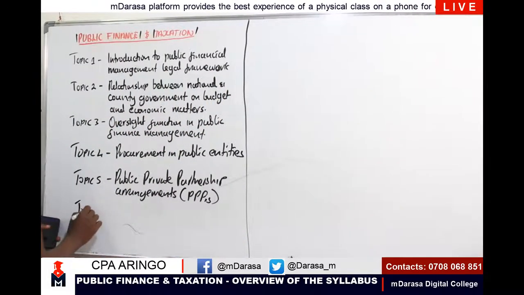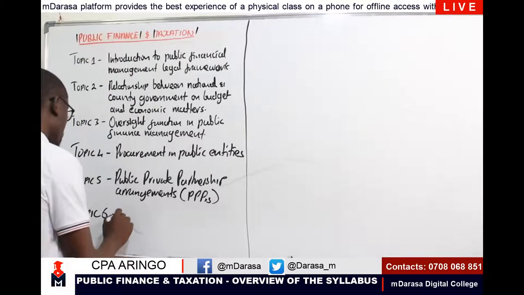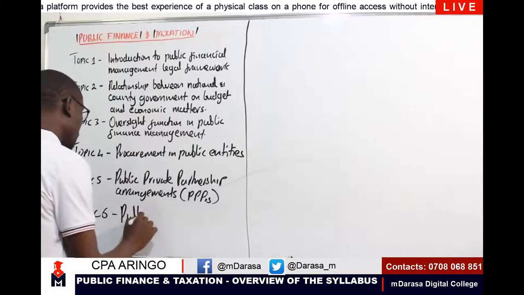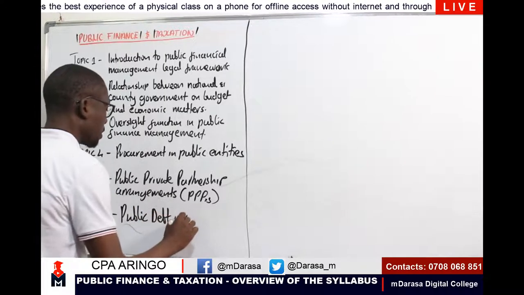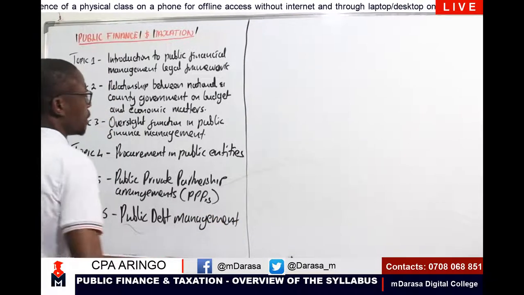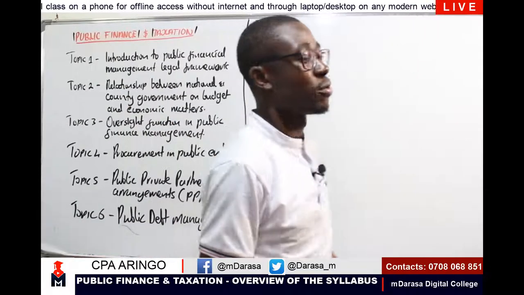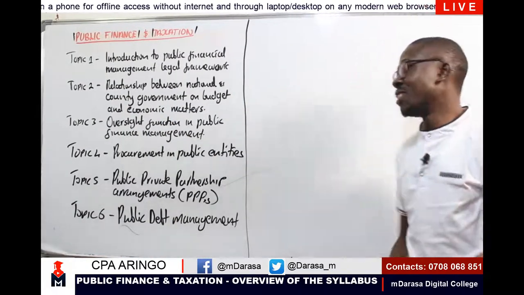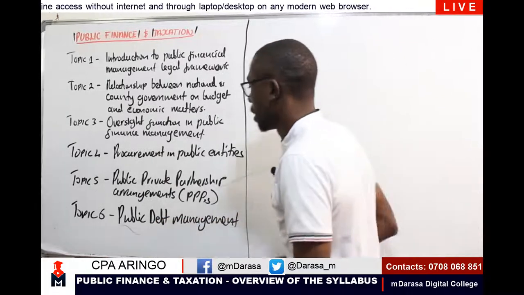And in topic number six, my good students, what will you be expected to cover? Topic number six will cover public debt management. Public debt management. I know you're wondering why I am mixing capital letters and small letters in my sentence, right? So to stress it, we're talking of public debt management.